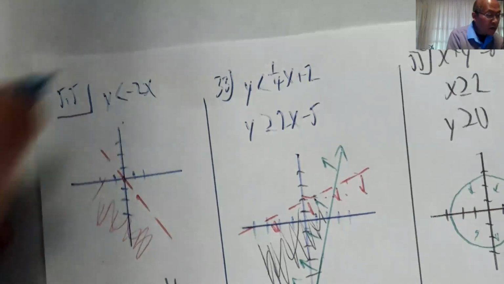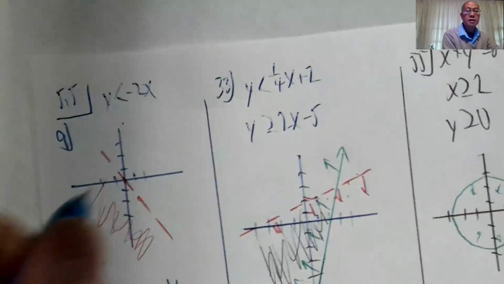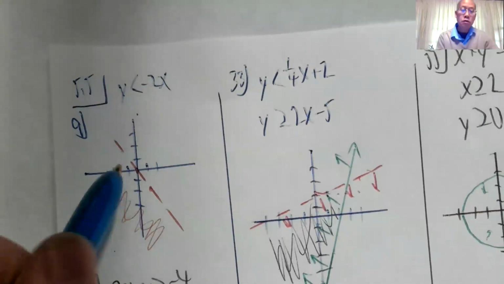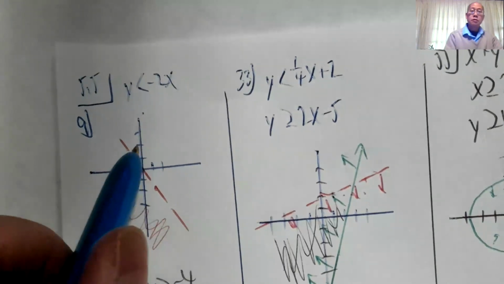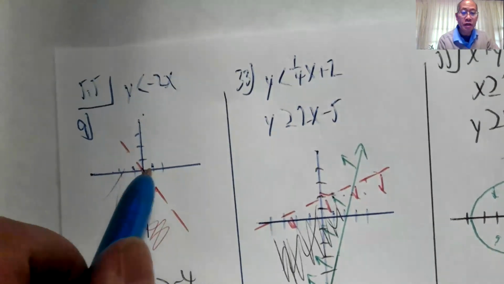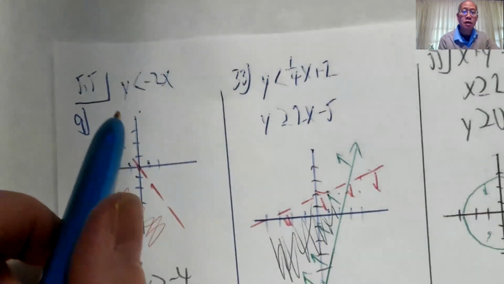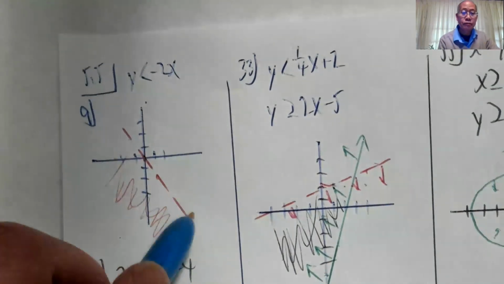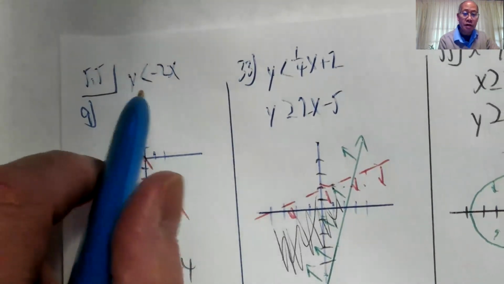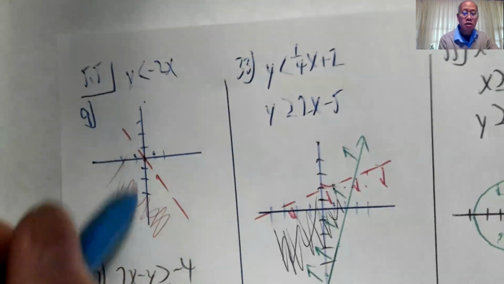Okay, question number 9. Should label it down. y is less than negative 2x. So y equals negative 2x goes through the origin. Slope is negative 2, so over 1, down 2. It's a dotted line because it's strictly less than. Solid line means it's going to be line underneath it. And then less than means shade below.